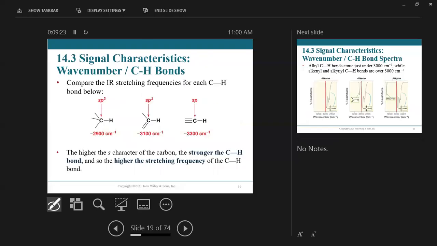So compare the IR stretching frequencies for each carbon-hydrogen bond below. As it becomes more S character, what do we mean by S character? If you recall from organic 1, this would be 50% S, this is 33, and this is 25. So as we increase in S character, we shift up, don't we? The higher the S character of the carbon, the stronger the carbon-hydrogen bond, and so the higher the stretching frequency.